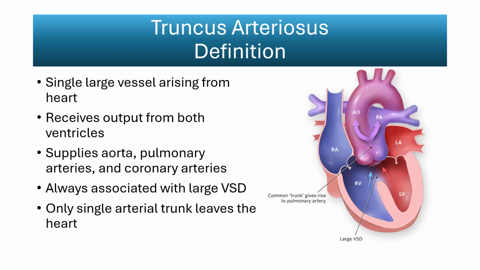Clinically, this explains why cyanosis is usually present but variable, and why excessive pulmonary blood flow contributes to heart failure in early infancy. This defect illustrates the principle that without separation of circulations, the body cannot maintain normal oxygen delivery, and the risk of pulmonary vascular injury begins almost immediately after birth.